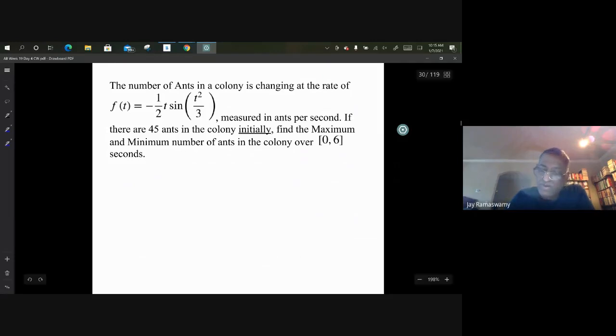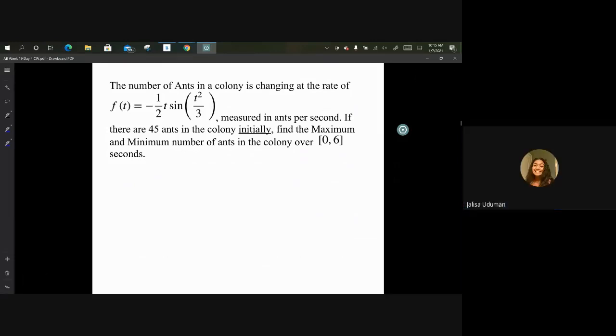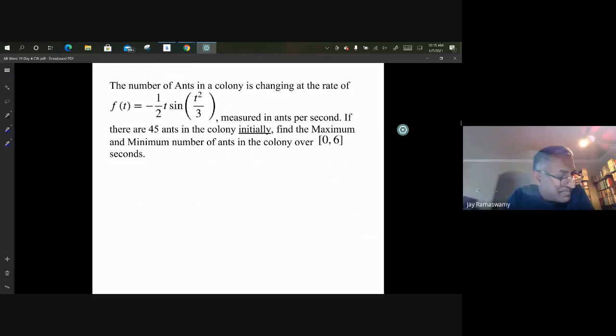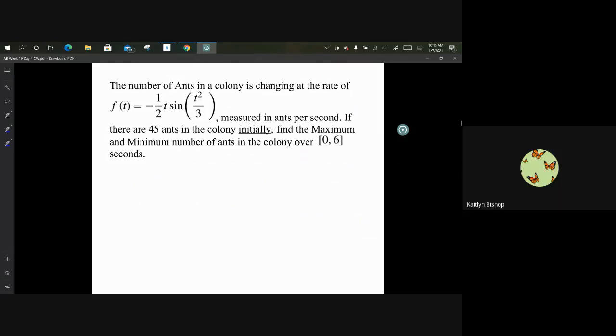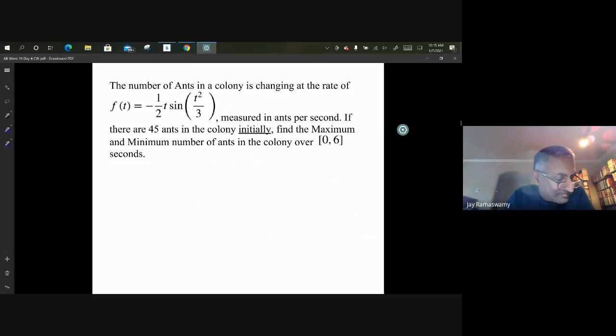Repeat, we're on page 30. Udman, sweet girl, you're doing okay? Yeah, I'm doing good. I understand this well. Bishop? Yeah, I'm doing good. Carlos, sweet girl? I'm doing good.